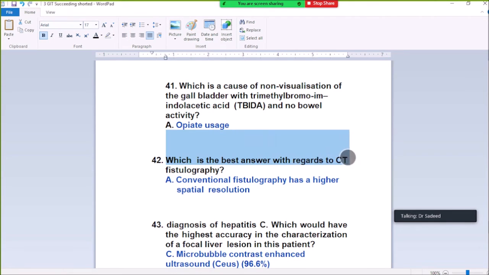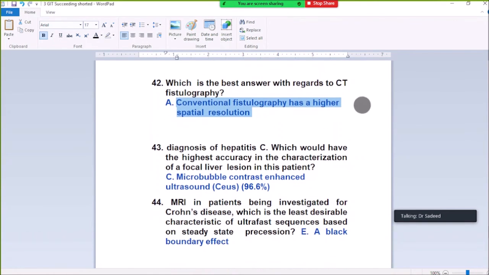42. Which is the best answer with regards to CT fistulography? Conventional fistulography has a higher spatial resolution.